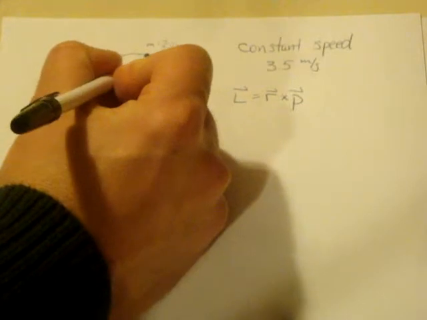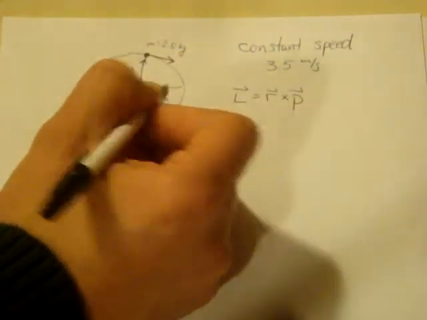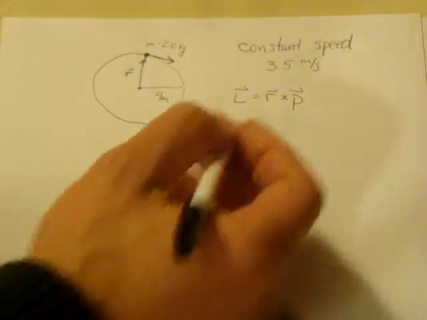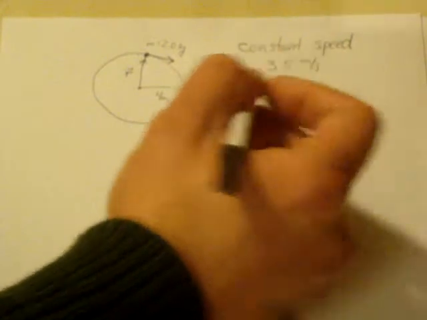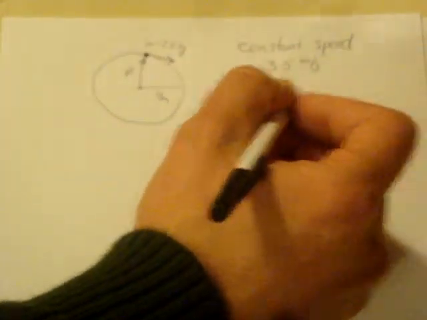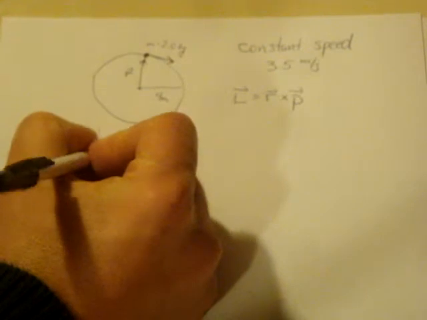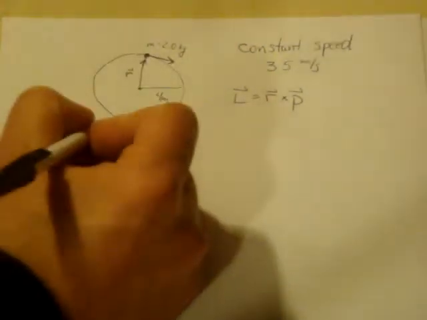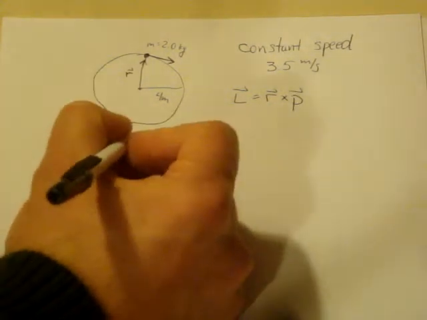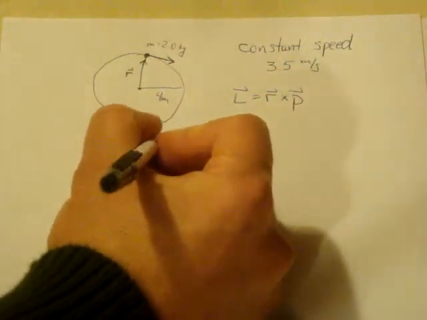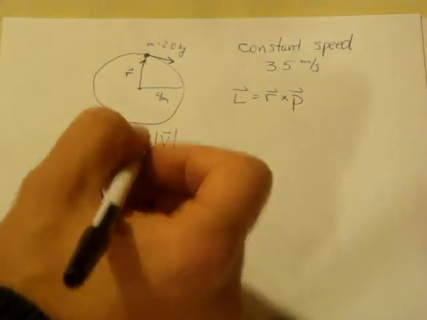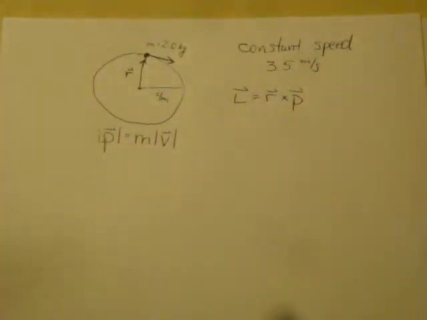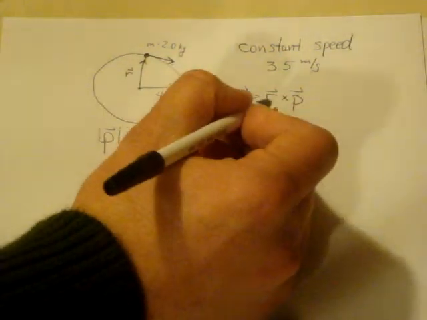It has a magnitude of 4 meters and a direction that depends on where the location of this mass actually is. So its momentum is equal to its mass times its speed. The magnitude of its momentum is its mass times the magnitude of the velocity. We know what its mass is and we know what its speed is. And so we want to know its direction. Well, we can figure that out.